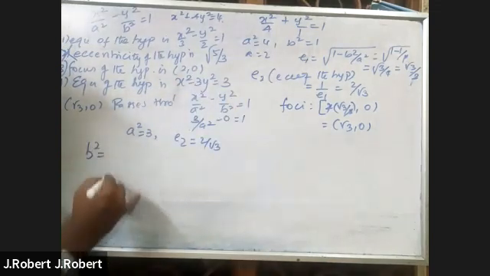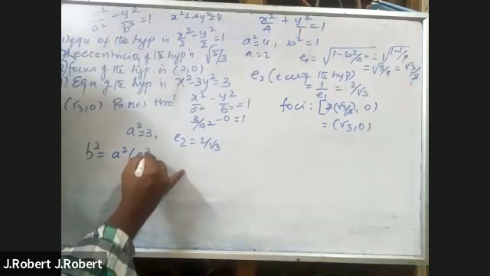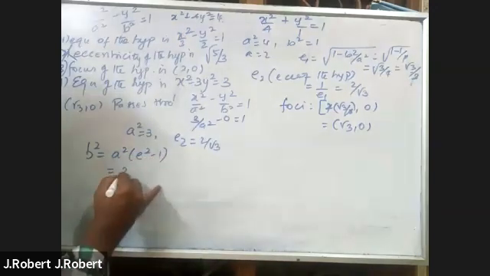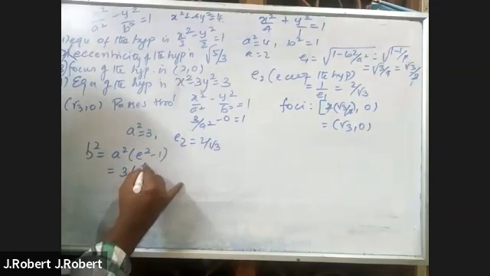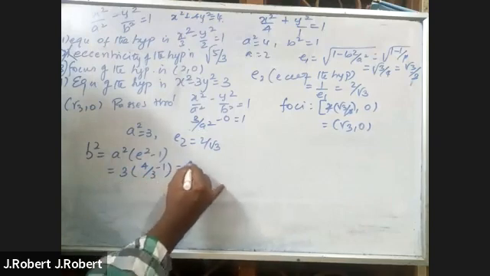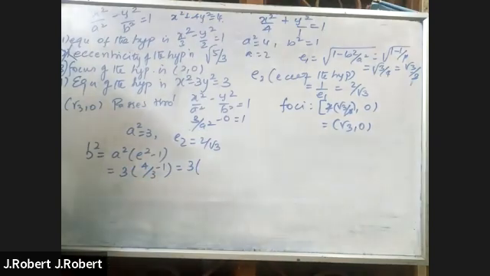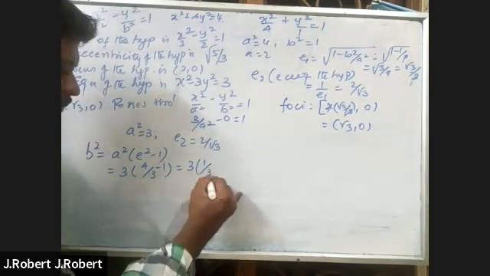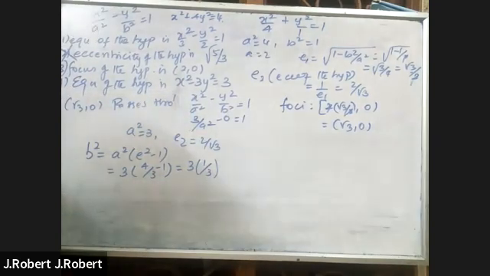We have to find out b square. b square equals a square into e square minus 1. a square is 3, e square is 4 by 3, so 4 by 3 minus 1 equals 3 into 1 by 3. We'll get b square equals 1. That is your b value.